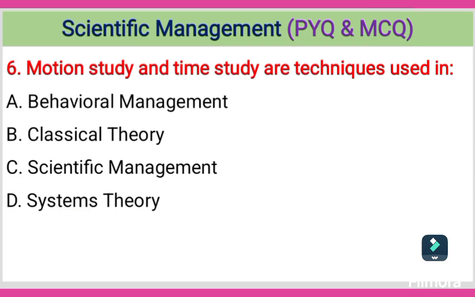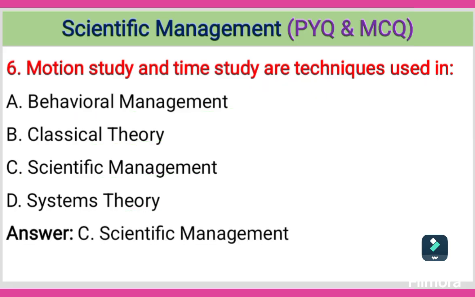Next question is, motion study and time study are techniques used in the A, behavior management, B, classical theory, C, scientific management, and D, system theory. So the right answer is scientific management, that is C, because the motion study and the time study are techniques which is used in the scientific management.